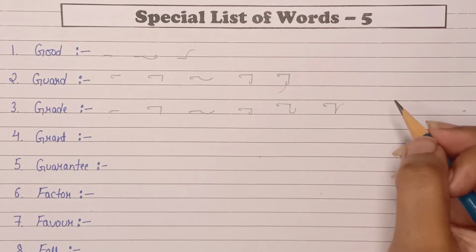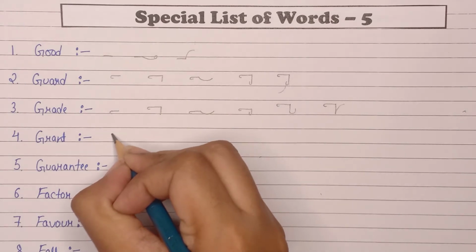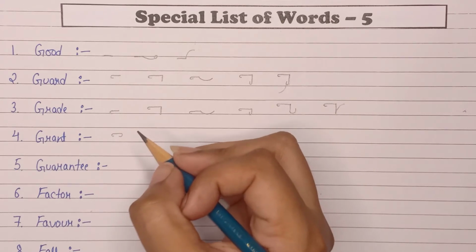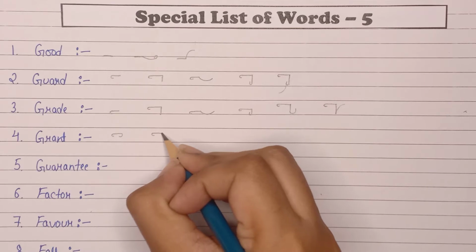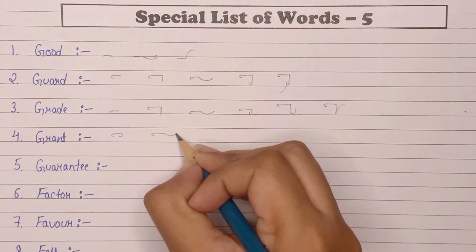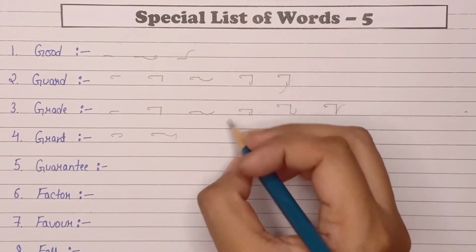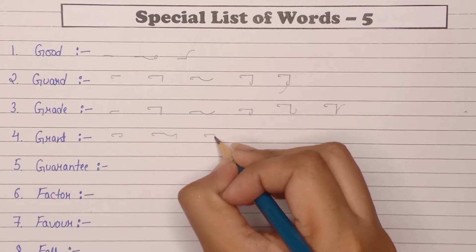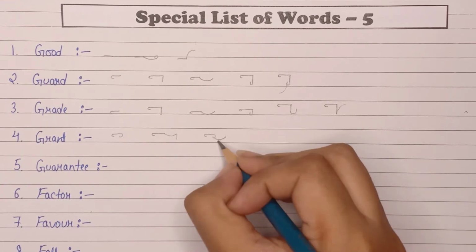Next is grant. Then GR and half length and N hook. Grant. Okay. Next is GR N and half length of T. Granted. GR N ing, granting.